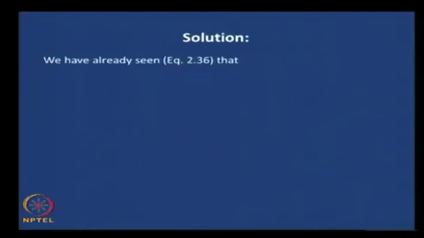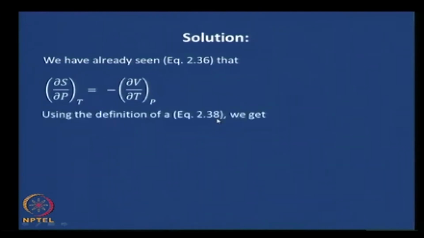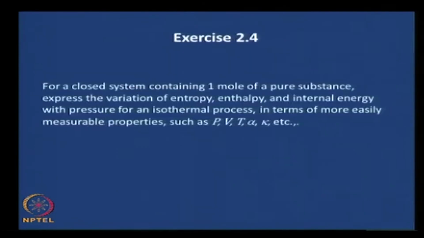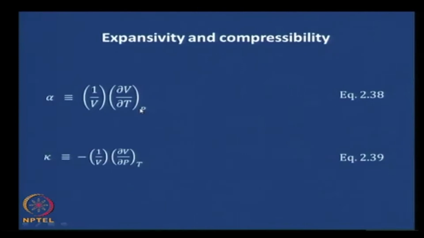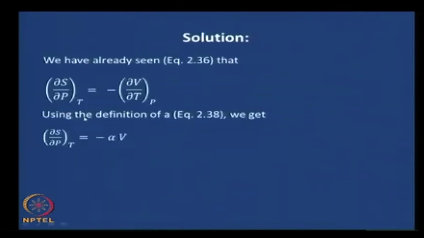Okay, let us look at the solution now. We have already seen, if you go back and look at equation 236, that ∂S/∂P at constant T is minus ∂V/∂T at constant P, and using the definition of alpha given in equation 238, alpha is 1/V ∂V/∂T at constant P. We get ∂S/∂P at constant T, the left hand side, is nothing but minus alpha times V, with a minus sign from here.